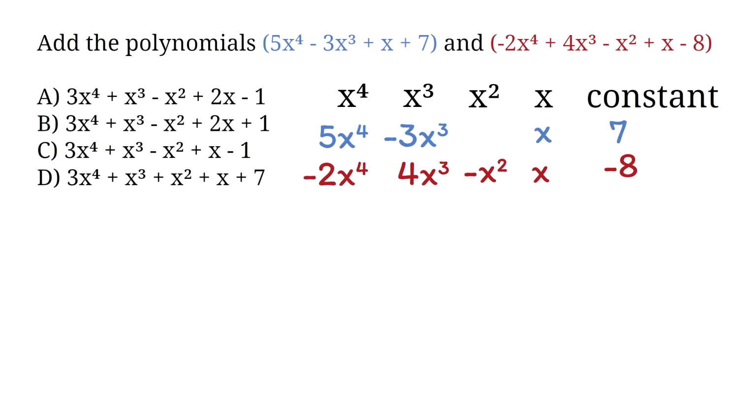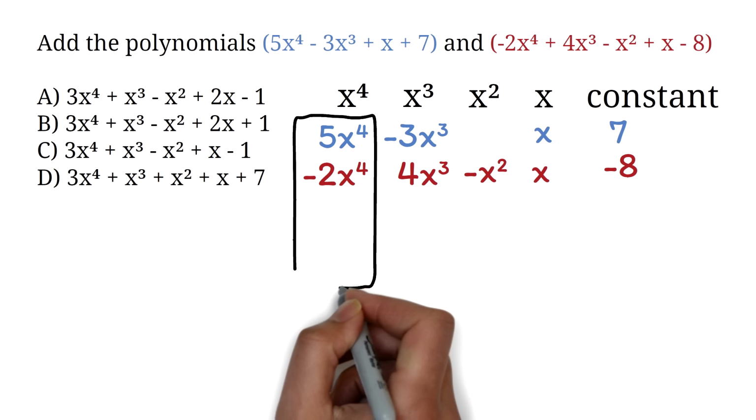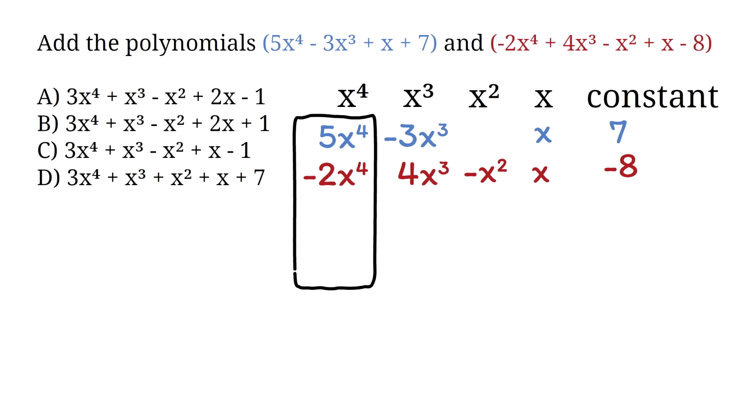You don't even need a setup. The work is to use any method that will ensure that you add like terms and avoid errors. Let's add. For this addition, you can start from any term, provided you are adding like terms. I will start from the left. We have 5x exponent 4 plus negative 2x exponent 4. 5 plus negative 2 is 3. So we have 3x exponent 4.